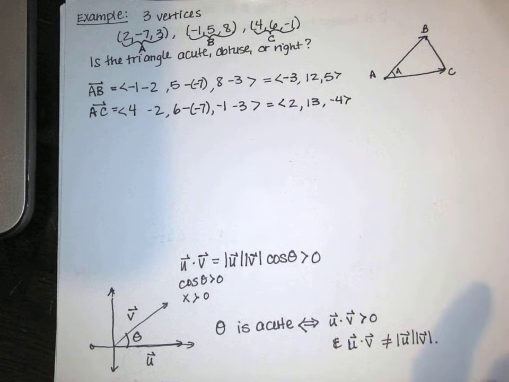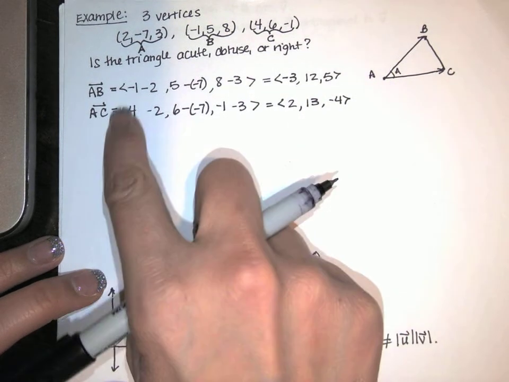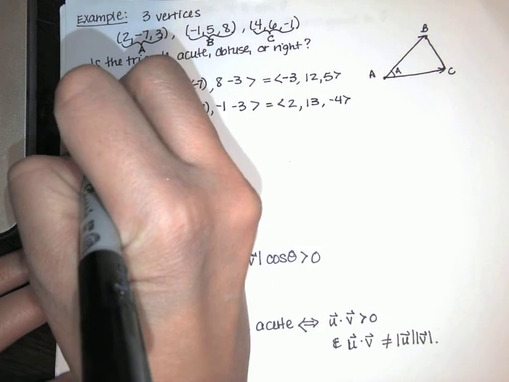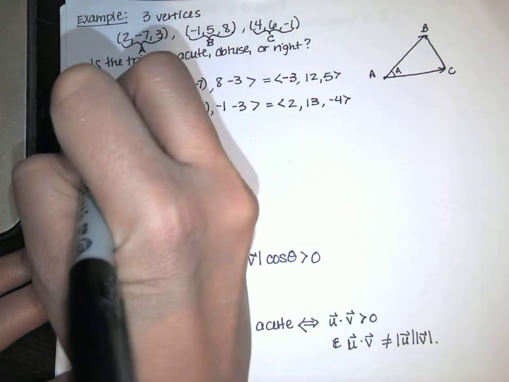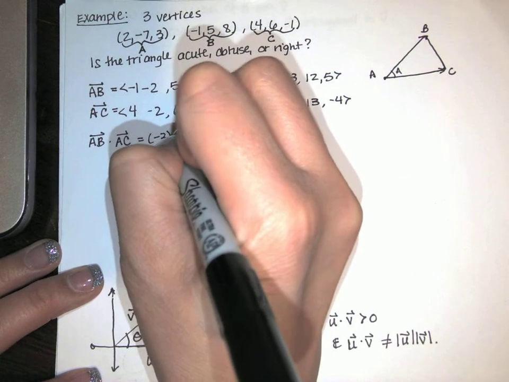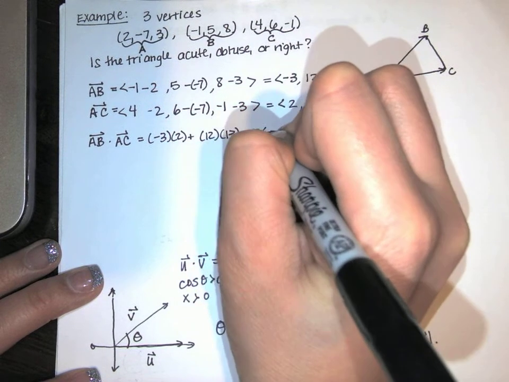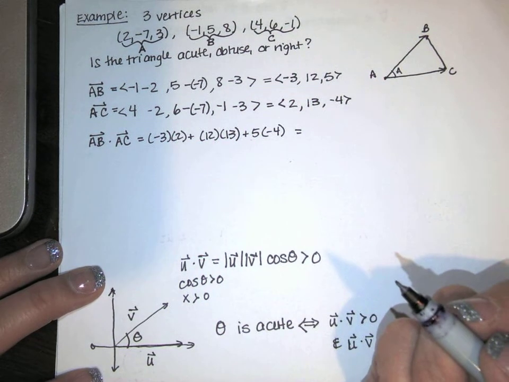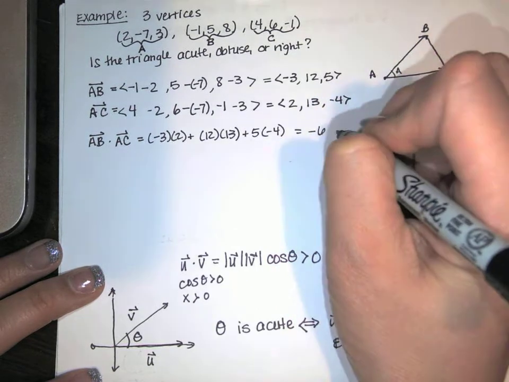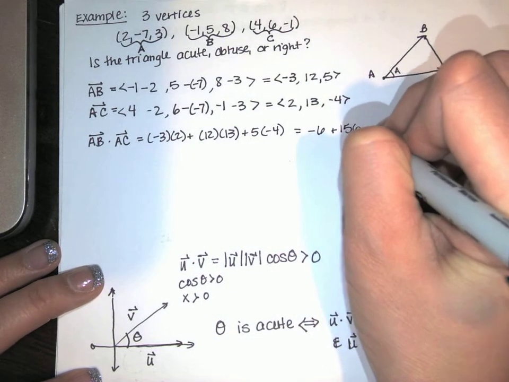Now if I want to determine whether this angle at A is acute, obtuse, or right, I just take the dot product of these two vectors. That's easy enough. Remember how we do dot product? You multiply component by component. So I've got -3 times 2, plus 12 times 13, plus 5 times -4. What's that? Well, it's -6 plus, what's 12 times 13? Looks like 156, and then I'm subtracting 20.